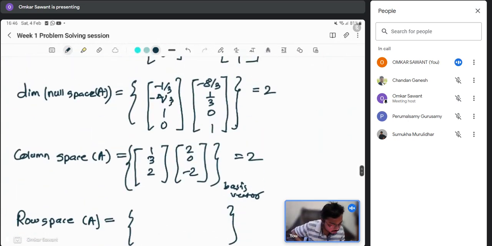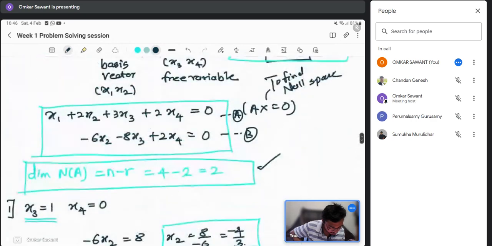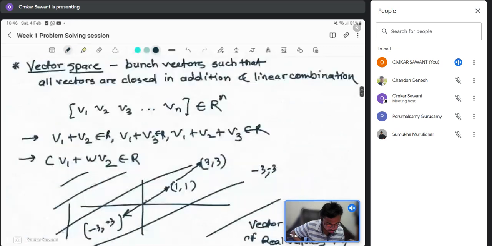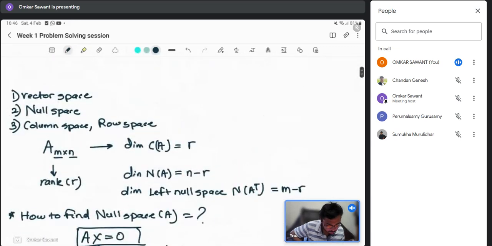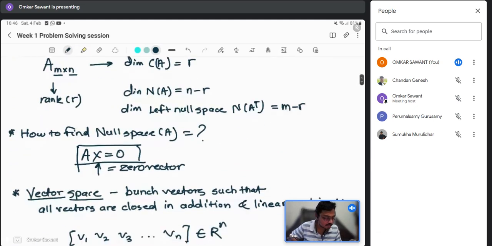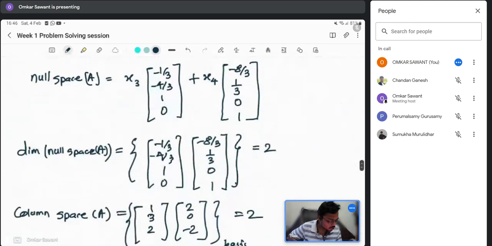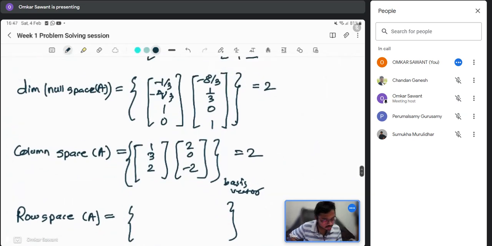Yes, row space will be... What will be the dimension of row space? Do you have any idea about it? It will be same as your null space, right? And we got the null space. Those are columns. You just have to flip that null space and you will get the row space.